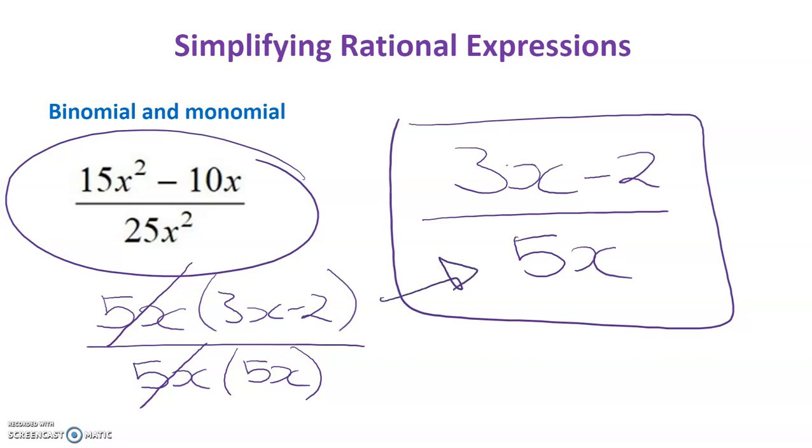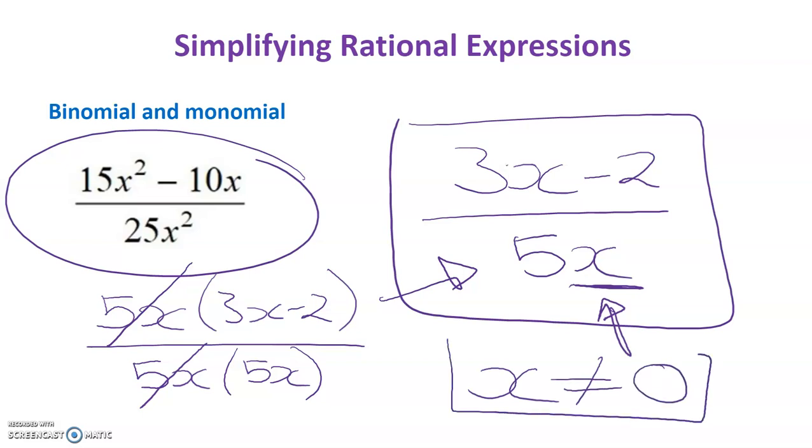This denominator here contains a variable. So you need to consider what values for that variable will make this rational expression not exist or invalid. Now we all know that we can't divide by 0. So what value of x would make the entire denominator 0, and that is 0. So this simplified expression would work only when x is not equal to 0. So this very important piece of information is also required.